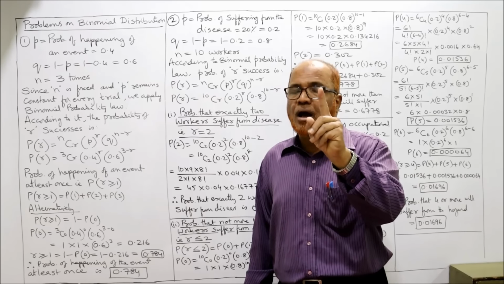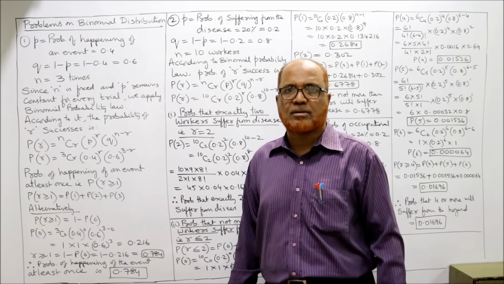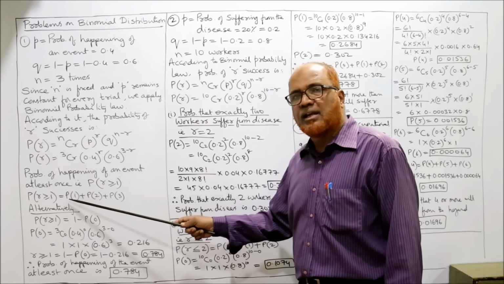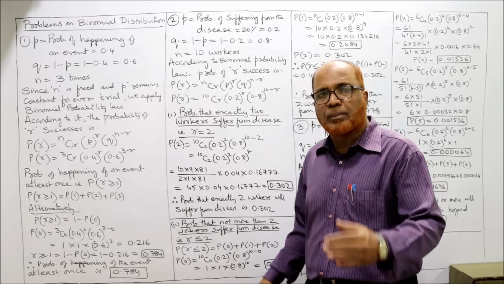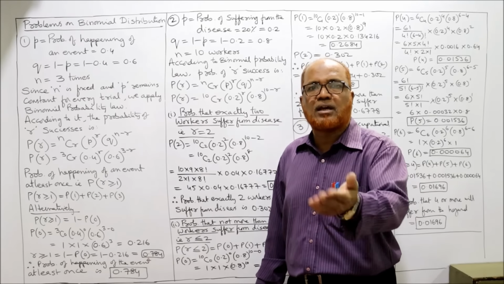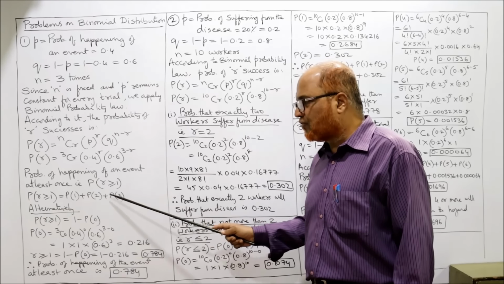यानी 3 में कम से कम एक बार होना. एक बार भी हो सकता, 2 बार भी हो सकता, 3 बार भी हो सकता. तो P of R greater than equal to 1 फॉर्मूला P of 1 plus P of 2 plus P of 3. क्योंकि 1 या 1 से ज्यादा बोल रहा हूं, तो 1 से ज्यादा क्या है? 2 है, 3 है. Because maximum 3 times. P of 1 plus P of 2 plus P of 3.